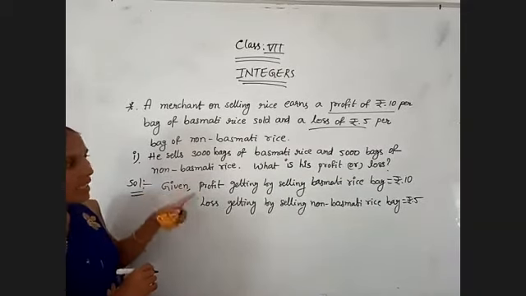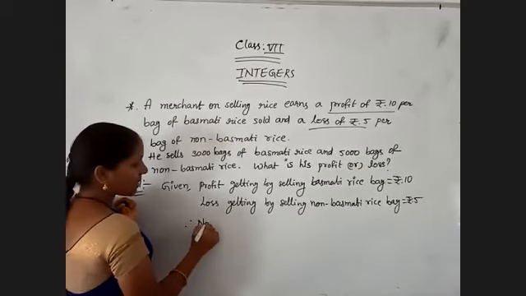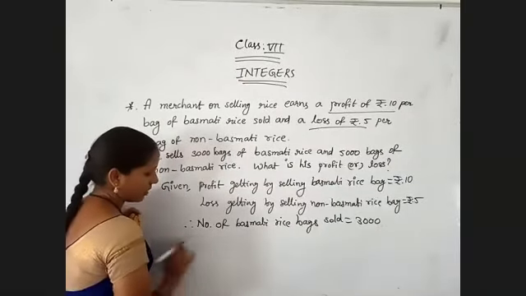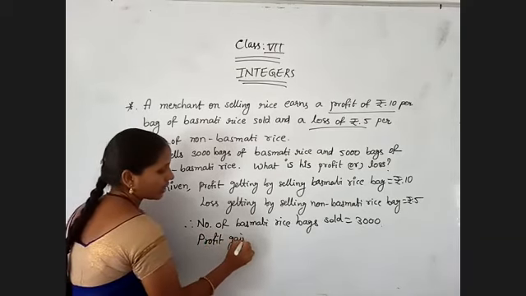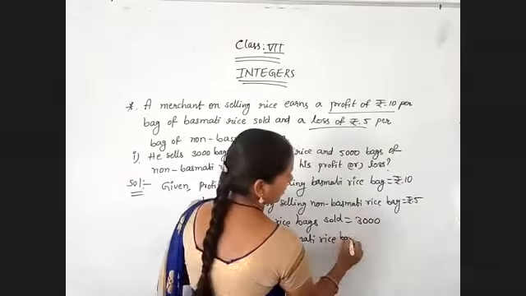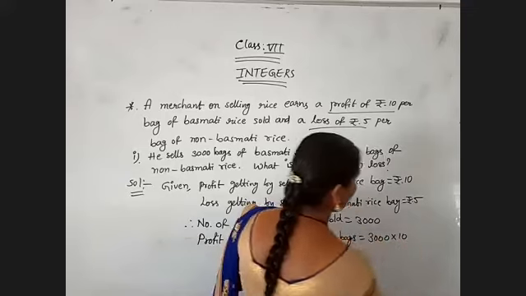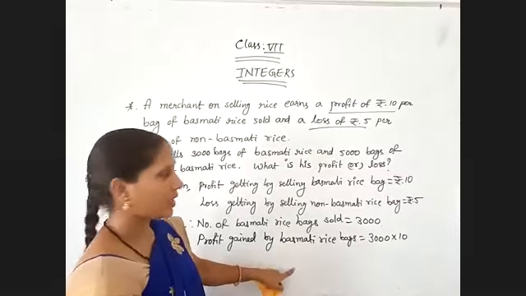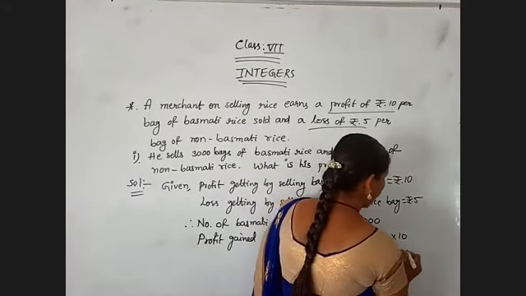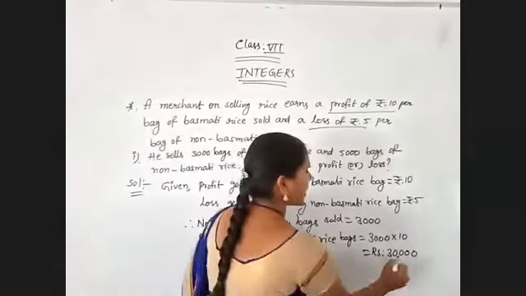He sold 3,000 bags of basmati rice and 5,000 bags of non-basmati rice. So, number of basmati rice bags is equal to 3,000. The amount he gained through basmati rice bags is nothing but profit. Profit gained by basmati rice bags is equal to 3,000 into 10 rupees. For each bag he is getting 10 rupees profit, so for 3,000 bags the total profit will be 3,000 into 10 is equal to 30,000. Okay, 30,000 rupees profit is gained by selling the basmati rice bags.